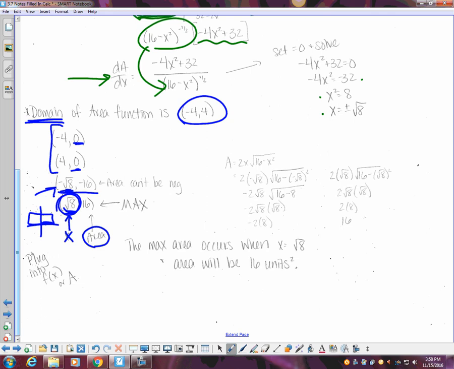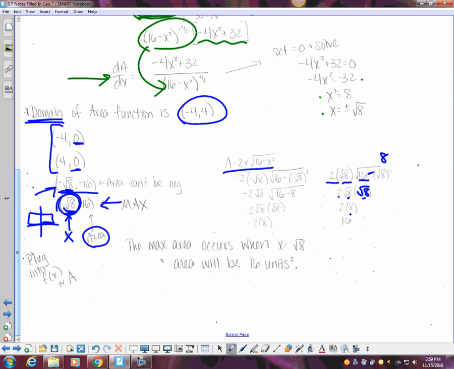I'm going to show the plugging in the positive root 8. So here's my area formula. So 2 times root 8, and then the square root of 16 minus the square root of 8 squared. Well, the square root of 8 squared is just an 8. And then 16 minus 8 is an 8. So I have root 8. So I have 2 root 8 times root 8. Well, root of 8 times root of 8 is an 8. And then 2 times 8 is 16. So that's where that area came from.